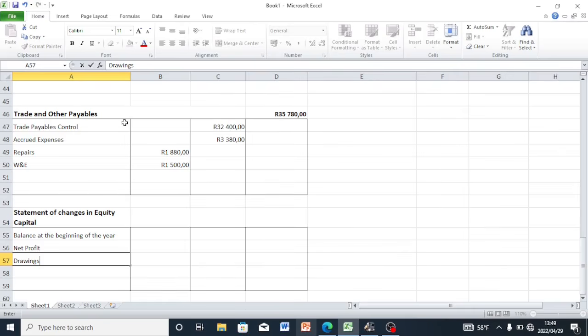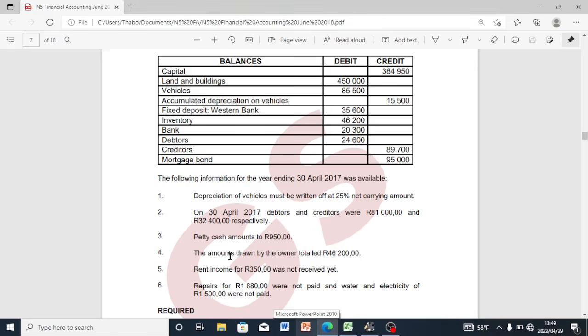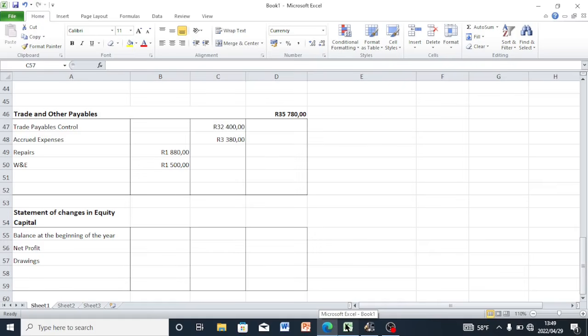We are going to take everything to our balance sheet so that we can balance everything correctly on our capital note. So in our capital note, we are going to have drawings, as we saw here. The amount drawn by the owner totals 46,200. We are going to take it as it is. Drawings, it's 46,200. It's a negative amount, 46,200. And then net profit, we are going to calculate how much the net profit is.